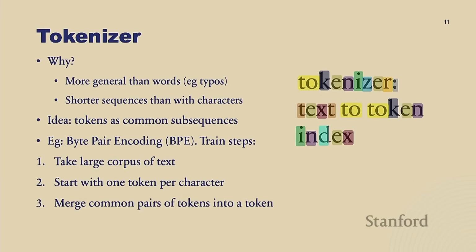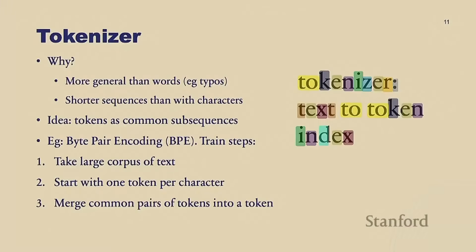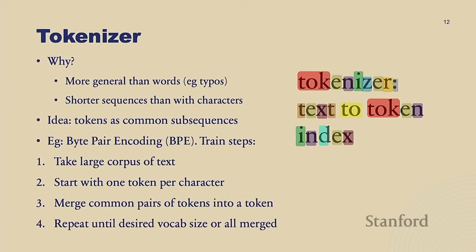And then what you do is you go through your text, and every time you see a pair of tokens that are very common, the most common pair of tokens, you merge them. So here you see 3 times the tokens T and O next to each other. So you're just going to say this is a new token. And then you continue. You repeat that.